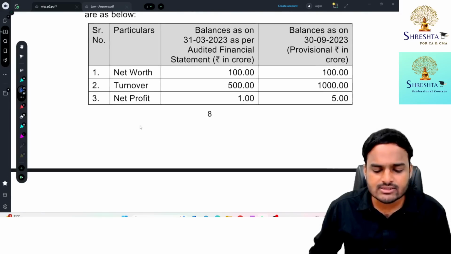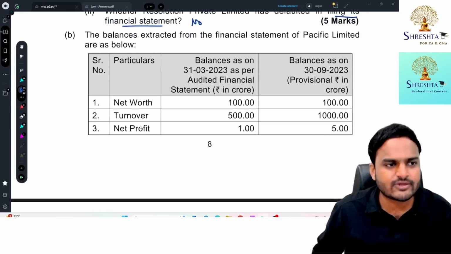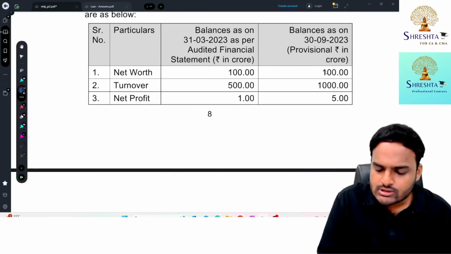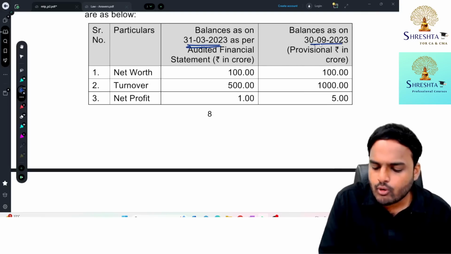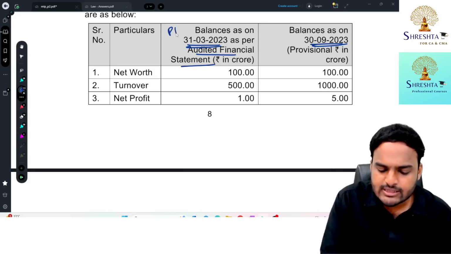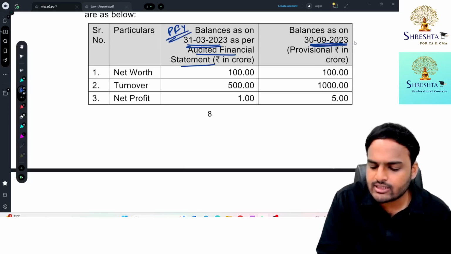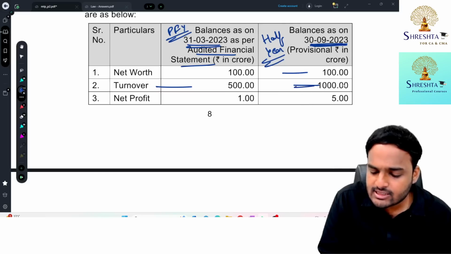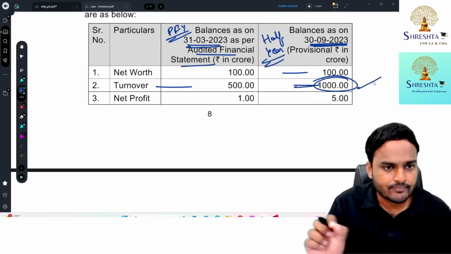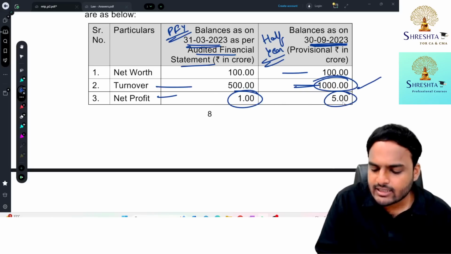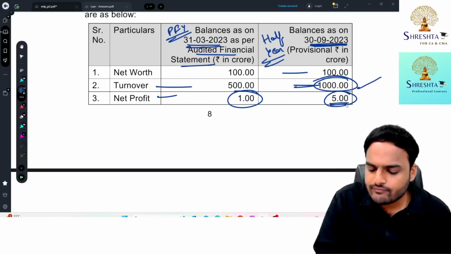Next, the balances extracted from the financial statements of Pacific Limited are as below. Net worth 100 crores. Okay, so 2 points of time, 2 dates were given here. One is the audited financial statements of the preceding financial year. The other one is half year provisional financial statements. So net worth 100 crores, 100 crores, turnover 500, and in this case 1000 crores. Net profit in the preceding year 1 crore and in the current year up to 30th September 2023, 5 crores.